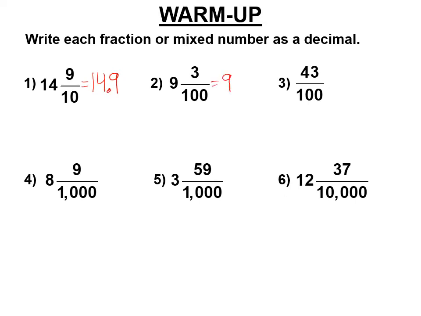9 and 3/100 is 9.03. 43/100 is 0.43. If you want to put the leading zero in there, you can.